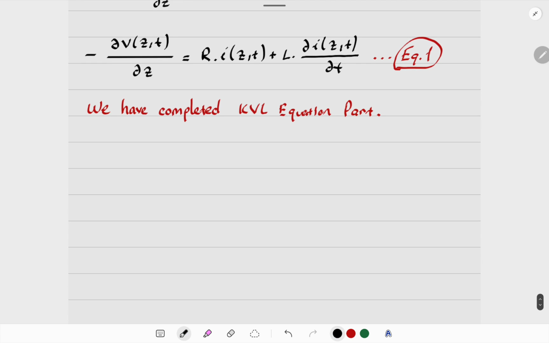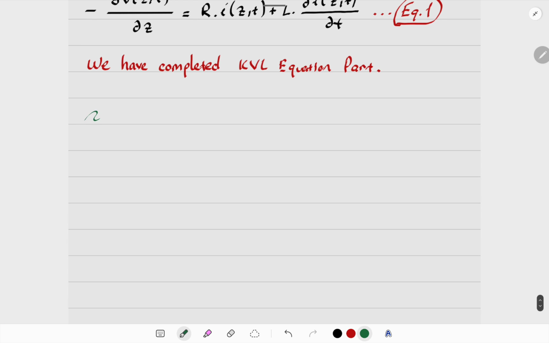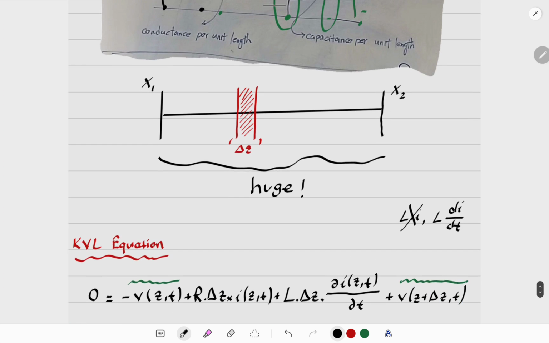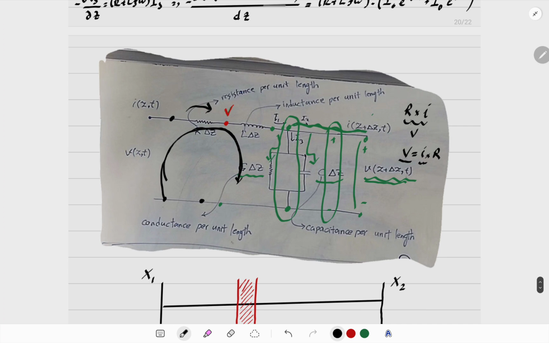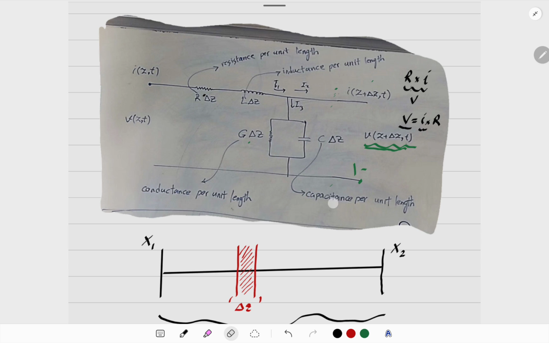All right, so what remains? Let's go with the KCL equation right now. Okay, let's see what we can do with the KCL equation right here. Let me clean up this board again, and let's try to investigate one more time.